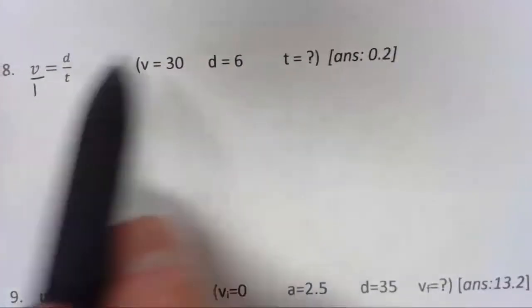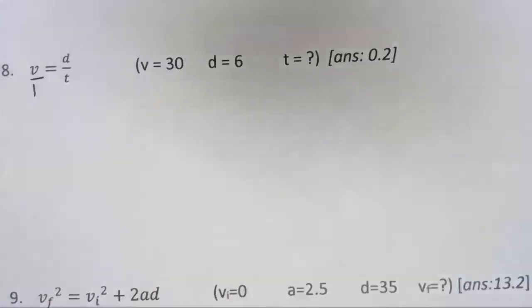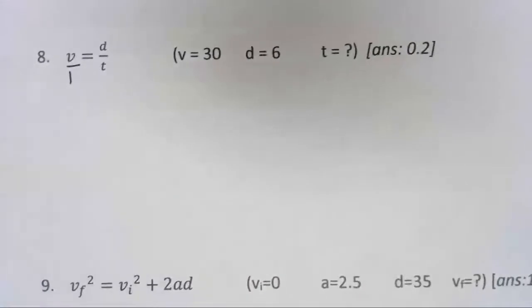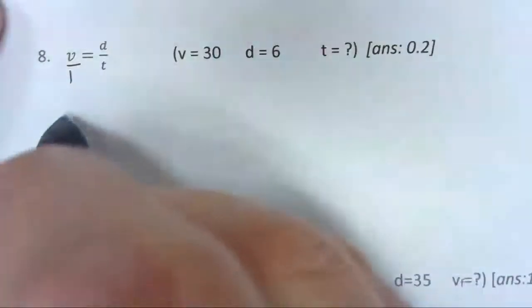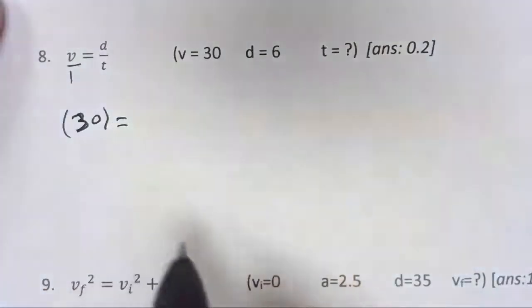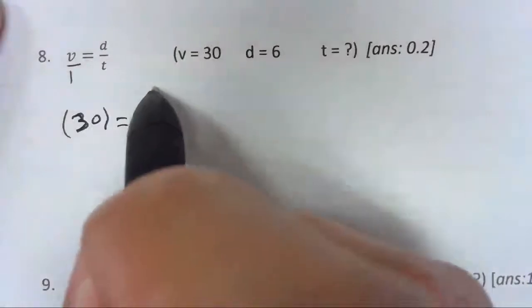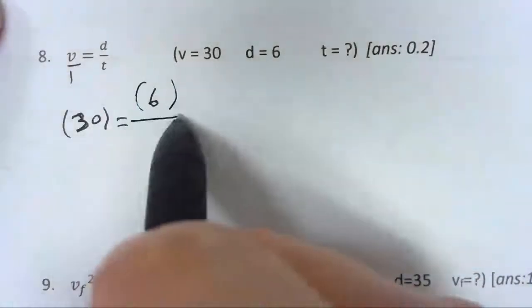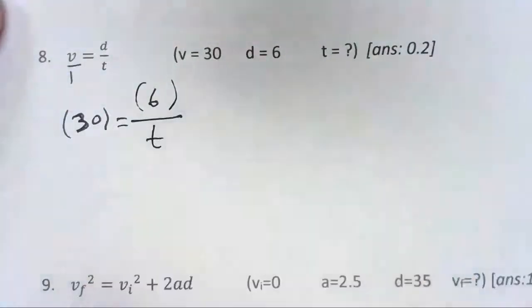So we're given the v and we're given the d. This one's a little bit different than the two previous ones I did, even though it's the same type of equation. It's still a fraction equal to a fraction. So let's look at what we have. V is 30. Got to plug that in. Bring down my equal sign. D is 6. That's on the top now. And the time on the bottom is what I'm solving for.